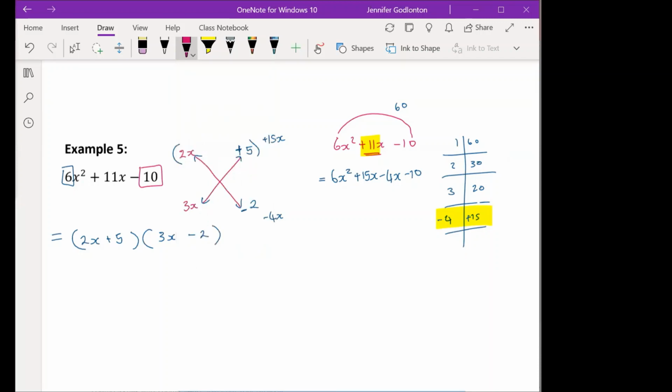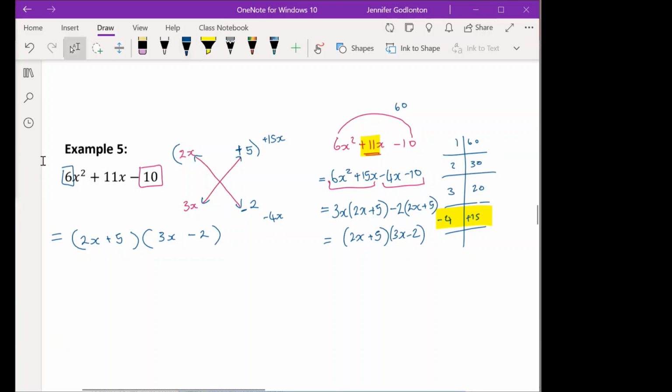We're going to group our first two and we're going to group our second two. So I'm going to take out a 3x over here, and I'm going to be left with 2x plus 5. And down here, I'm going to take out a negative 2 and I'm going to be left with 2x plus 5. And my final answer will be 2x plus 5, 3x minus 2. Okay, so if you did the first one crisscross, it'll be exactly how Asange showed you. And if you did the second method, it'll be how I've just done it on the board now.